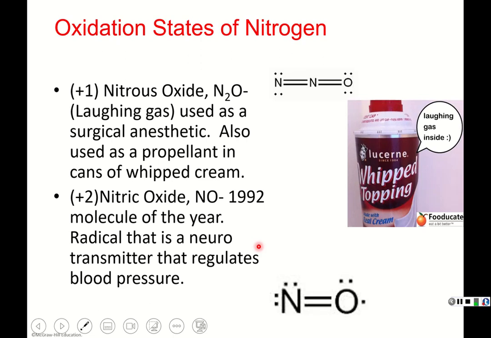Nitrous oxide, that is laughing gas, so that's N2O. It is in the +1 oxidation state. Right, so laughing gas used as a surgical anesthetic. It's also used as a propellant in things such as cans of whipped cream. Right, and so there's actual nitrous oxide in there. Right, I would not recommend huffing that in the form of whippets.